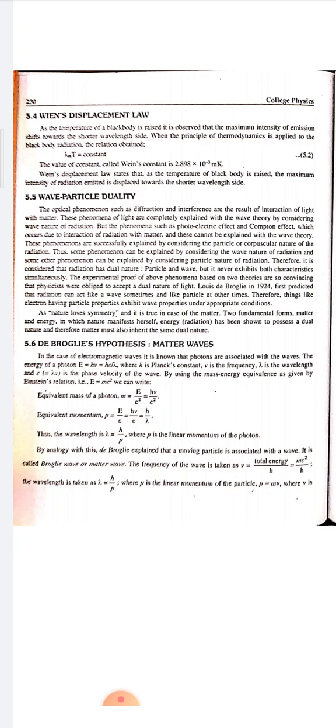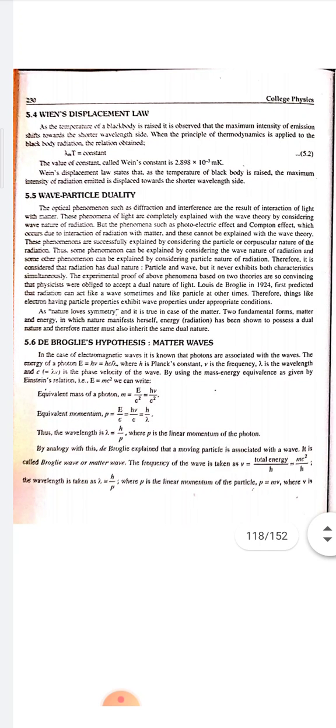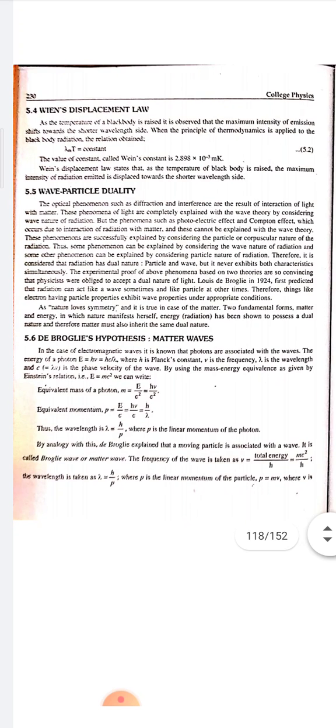By using mass-energy equivalence as given by Einstein's equation, we can take the mass of the photon m = E/c² = hν/c². The equivalent momentum is p = E/c = hν/c, which is equal to h/λ, and the wavelength λ = h/p, where p is the linear momentum of the photon.